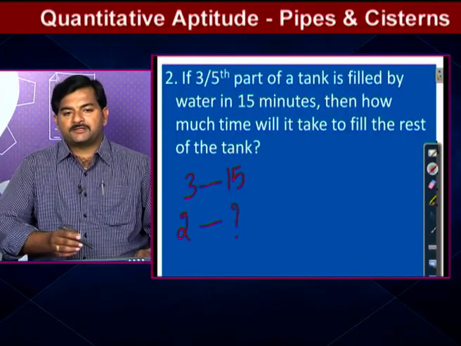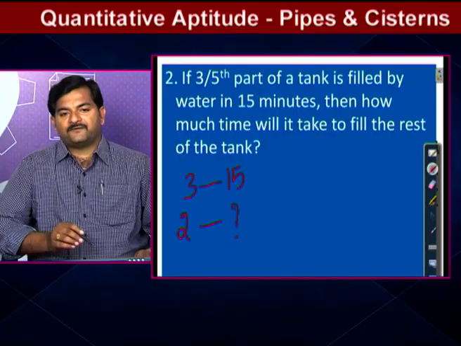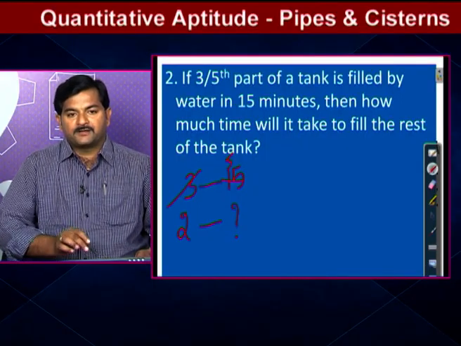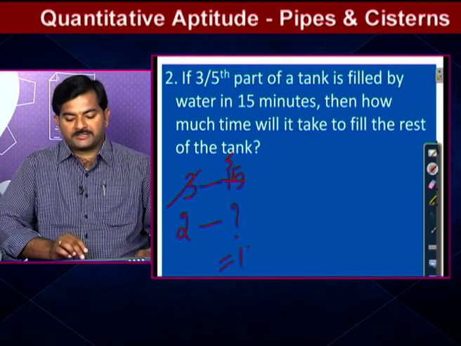So simple calculation: 3 1s are 3, 3 5s are 15. So here 2 5s are how much? 10. What does it mean? If 3/5 of the work is finished in 15 minutes, then the rest of the work is finished in how many minutes? 10 minutes. It is a simple basic concept.